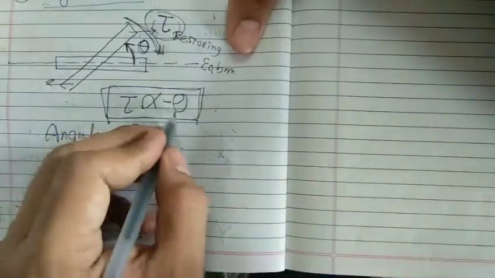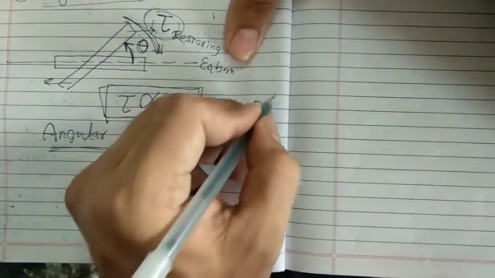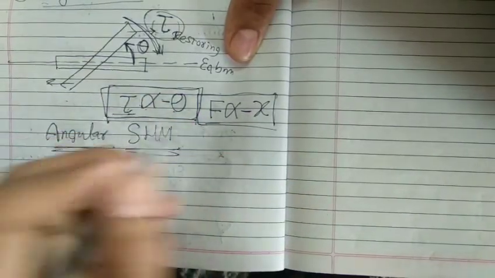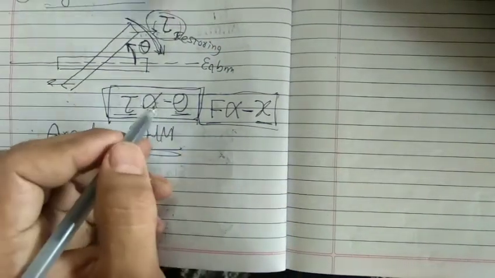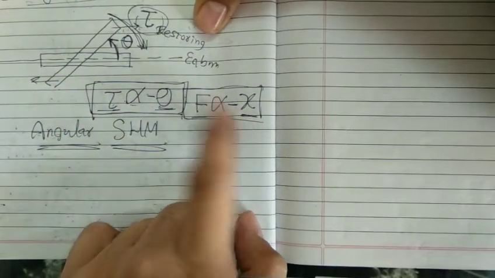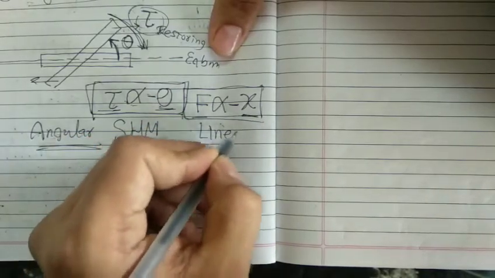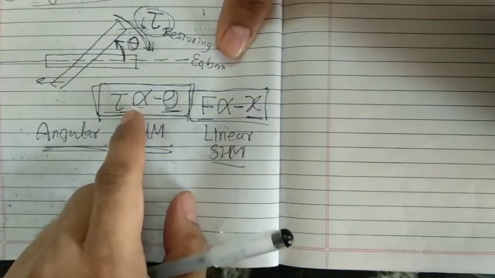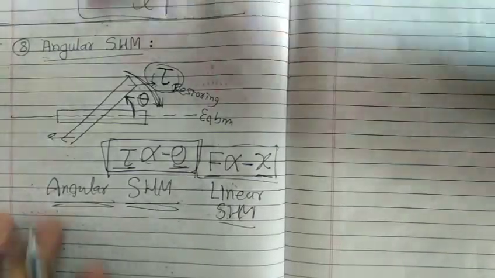This formula, torque proportional to theta, is similar to this formula. These two formulas are similar. The role of force is being played by torque, and the role of x, a linear displacement, is played by theta, the angular displacement. So these formulas are similar. When a body follows F equal to kx, it is said to be a linear SHM, which we have studied till now. And when the body follows this formula, it's called angular SHM. Okay, so keep it in mind.